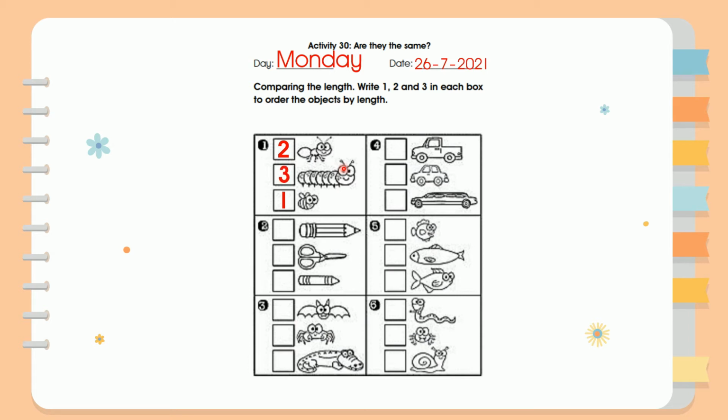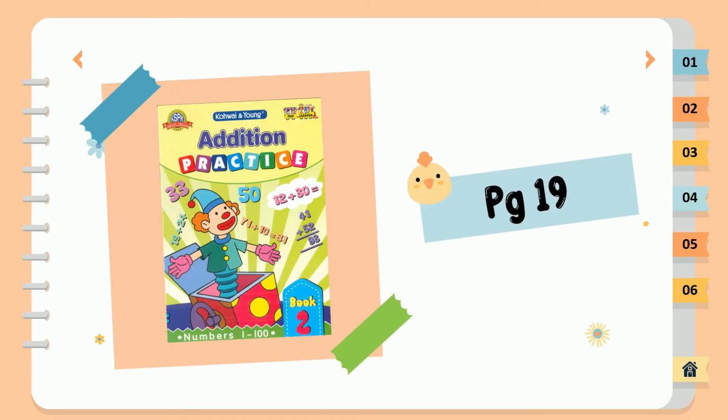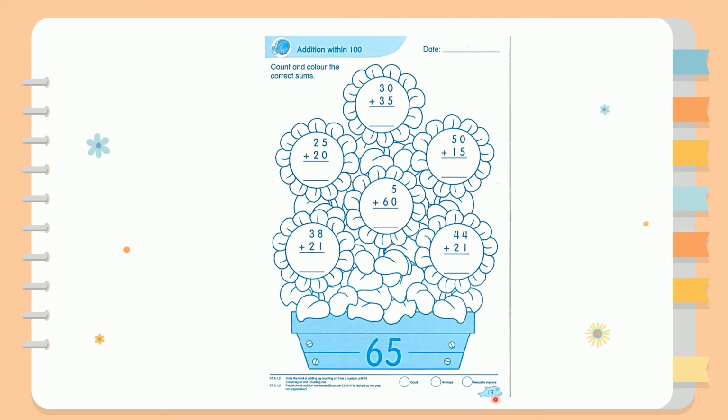So another question. Can you help teacher write 1, 2, and 3 in each box to order the objects by length? Now we're going to do addition book 2, page 19. Page 19, write down the day and date. Addition within 100. So let's see the question, how to do it. Count and color the correct sum.